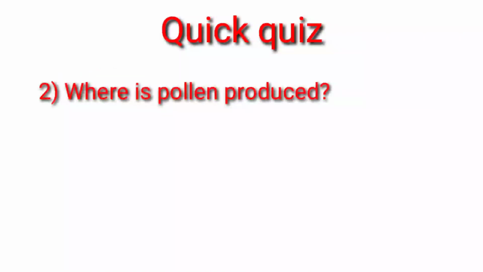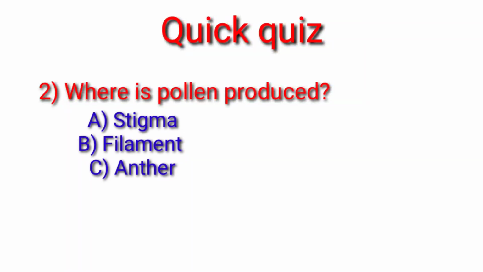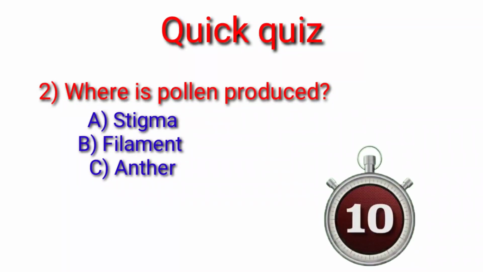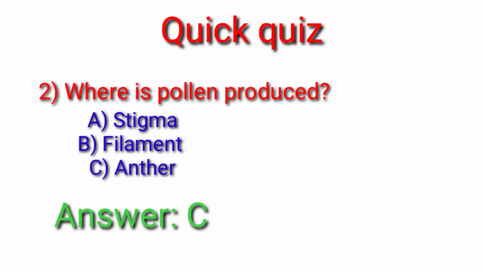Second question, where is pollen produced? Option A, stigma. Option B, filament. Option C, anther. The answer is C.